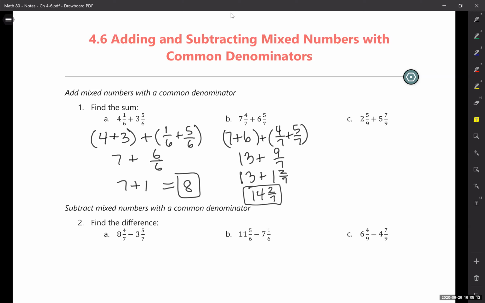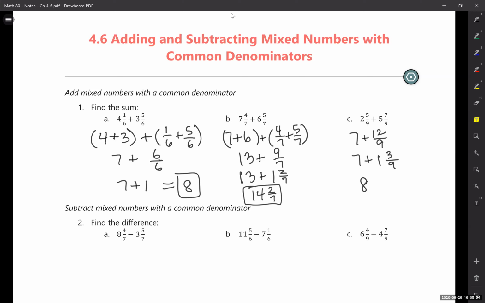All right, finally, I'm going to not write the thinking step on this problem because the goal is to just be thinking it and not writing it down. But adding the whole parts, we have 2 plus 5 is 7. And then adding the fractions, we have 5/9 plus 7/9 is 12/9. 12/9 is 1 3/9. So I'm going to add the 1 plus 7, which is 8. And since I have to rewrite it anyways, this is the perfect time to reduce that fraction.